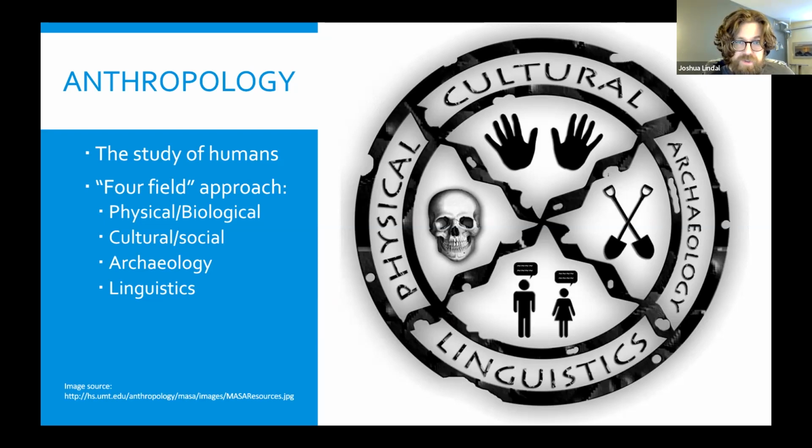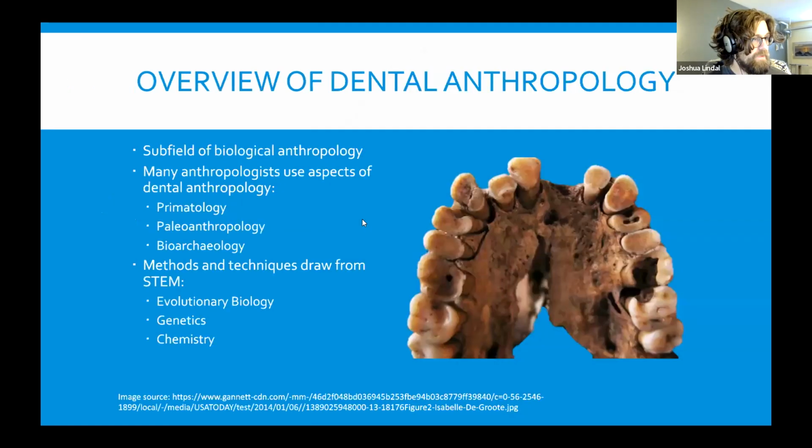And finally, the fourth subfield is linguistics. That's the study of language. A lot of the time, linguistics is a separate department in universities from the anthropology department, but language is especially important. It's an especially important and unique part of human culture, so that's why most of the time linguistics will be considered the fourth subfield of anthropology.